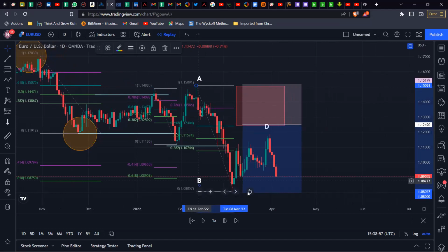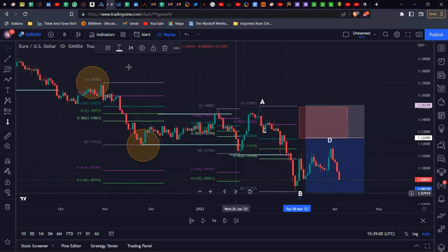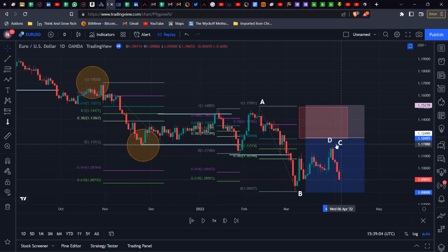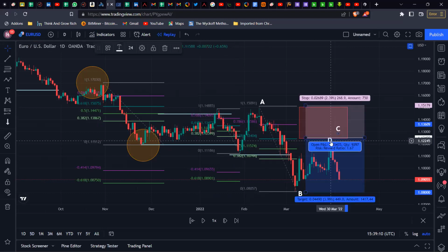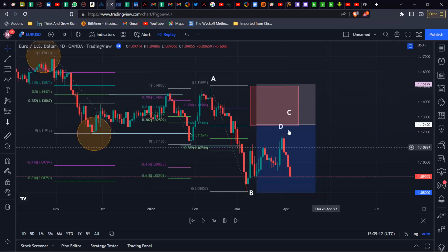So A, this is our B down here. So let me move what's this side. And where's our C? This is our C, where this red zone is. And we're looking for price to give us a D, right?